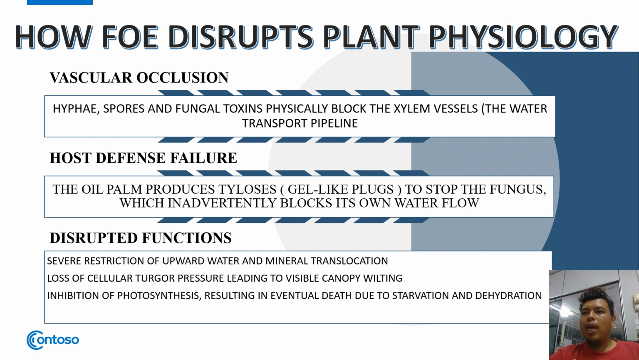The palm actually attempts to defend itself by producing gel-like plugs called tyloses, but this inevitably seals off its own water flow. Consequently, upward translocation of water and minerals is completely restricted. Cellular turgor pressure collapses, and the tree effectively dies of structural dehydration and starvation from the inside out.